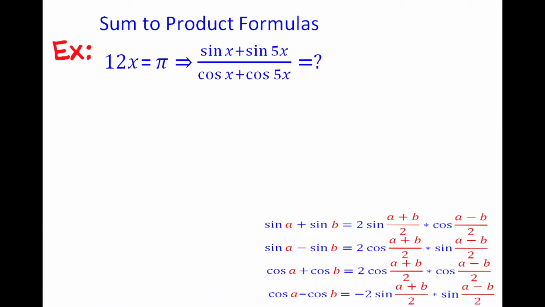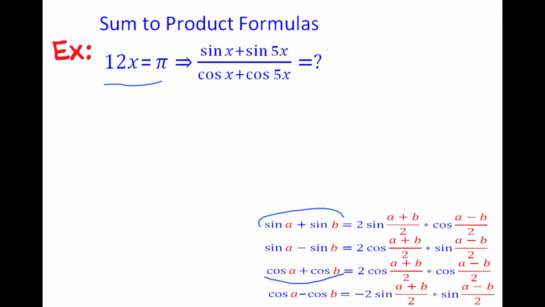And this is our last question, guys, in this video. As a last question, I put a little bit different questions from the others. So the question is, if 12x is equal to pi, guys, then what is the value of sine x plus sine 5x divided by cosine x plus cosine 5x? Again, we're going to apply this formula for sine function, and for cosine, again, we're going to apply this formula, guys.